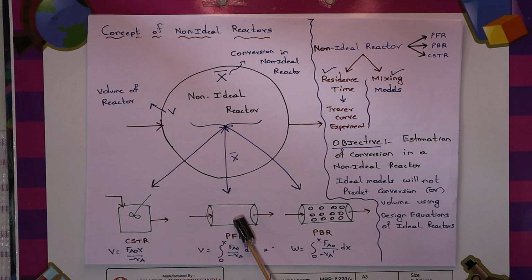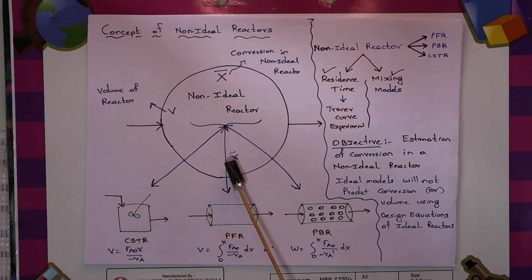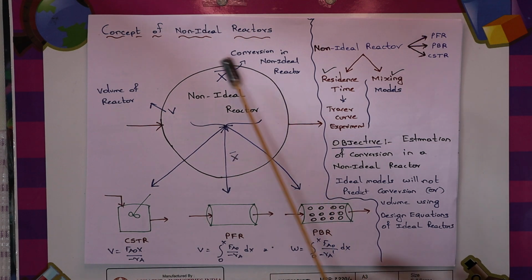could be non-ideal, a PFR could be non-ideal, a packed bed reactor could be non-ideal. Any reactor which is behaving ideally or non-ideally is represented with a circle. So the idea of this concept of non-ideal reactors is to find out the conversion. If a CSTR is behaving non-ideally, what is the conversion of the CSTR? If a PFR is behaving non-ideally, what is the conversion of this particular non-ideal PFR? If a packed bed reactor is behaving non-ideally, what is the conversion that we can expect from this non-ideal packed bed reactor? This is the whole concept of non-ideal reactors.